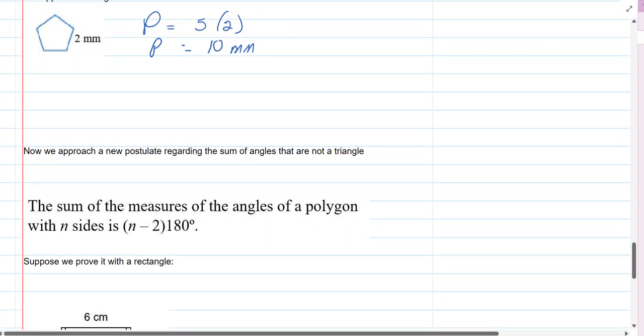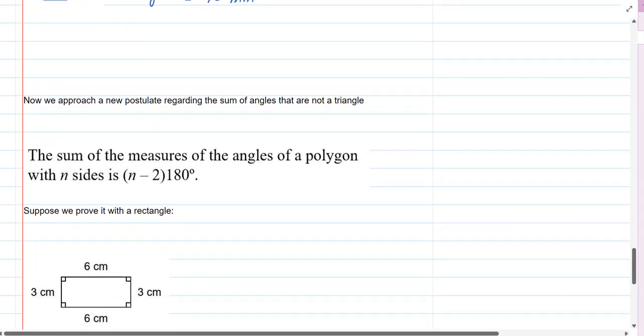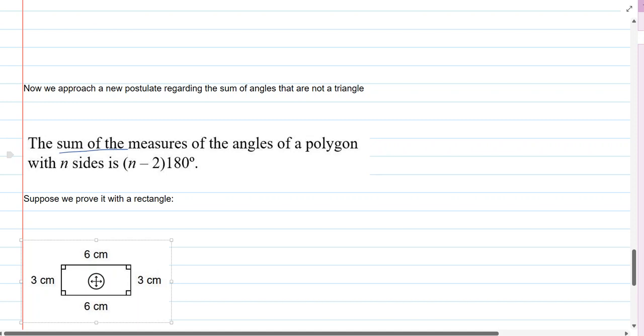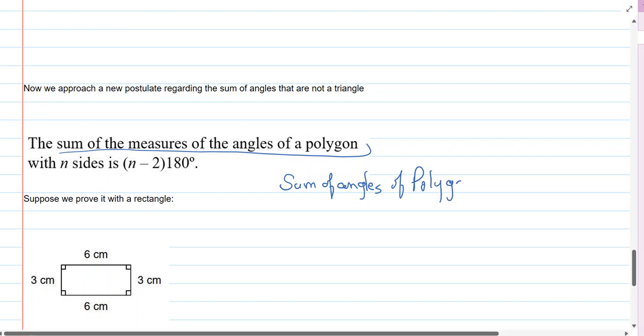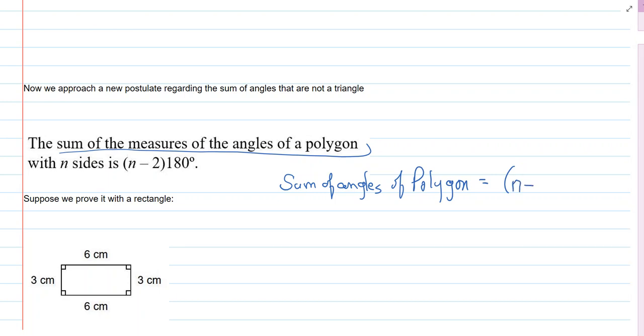Now we approach a new postulate regarding the sum of the angles that are not a triangle. So supposing, and we need to put this in our notes, the sum of the measures of the angles of a polygon is given by a little formula: the sides minus 2, times 180 degrees.